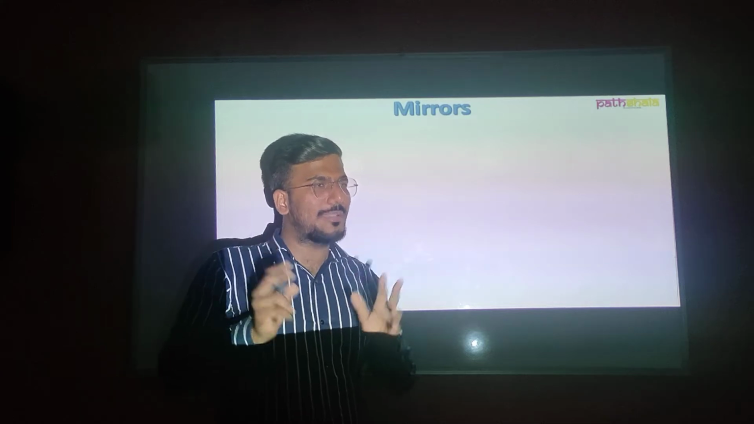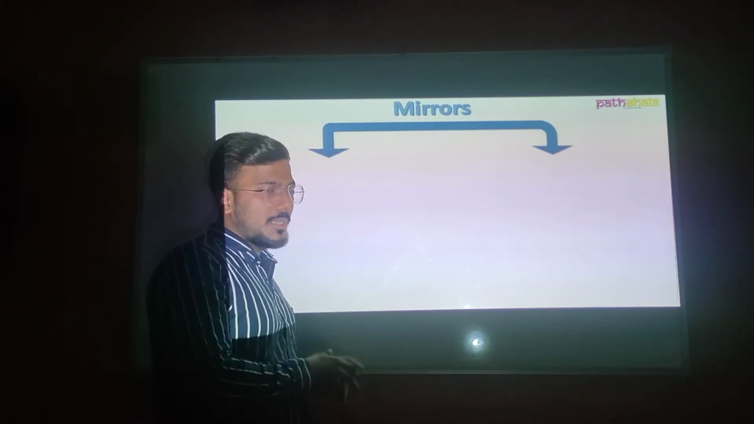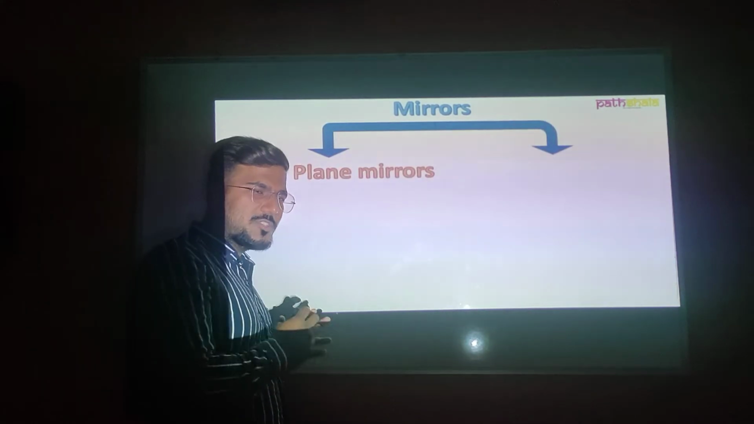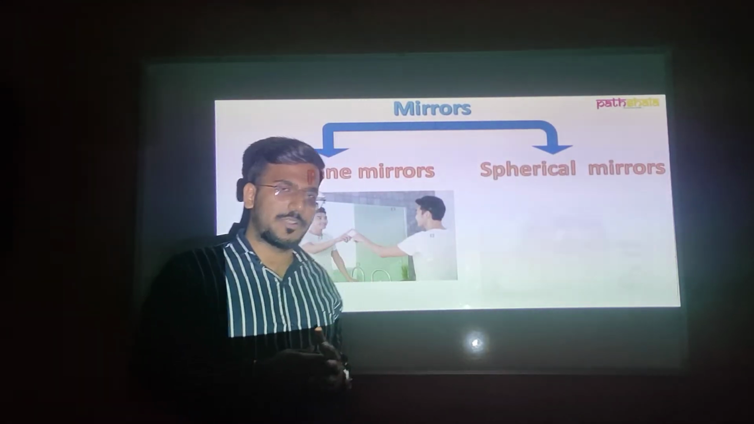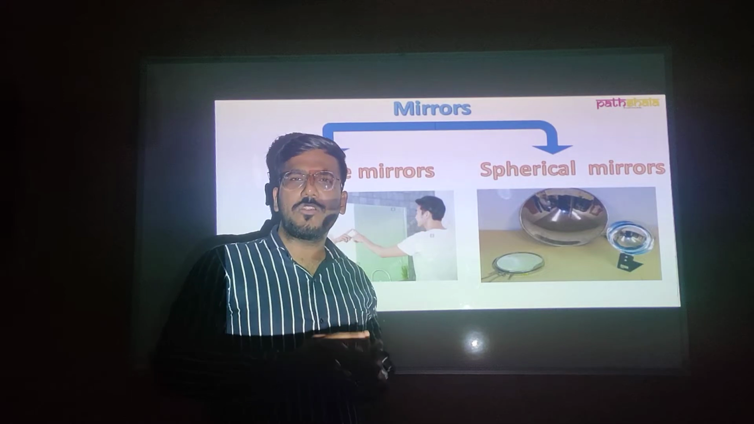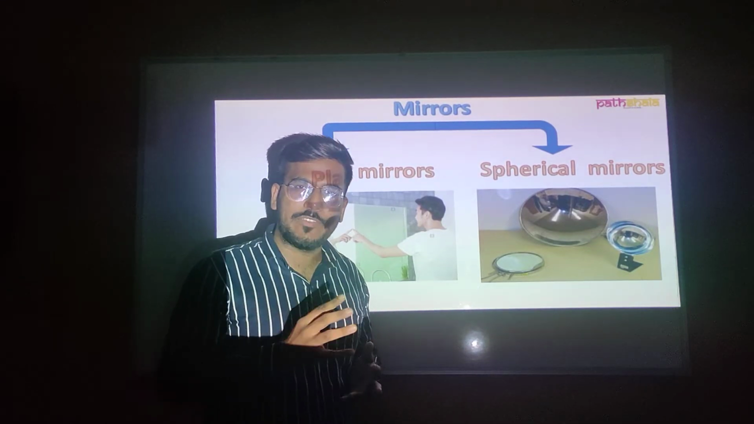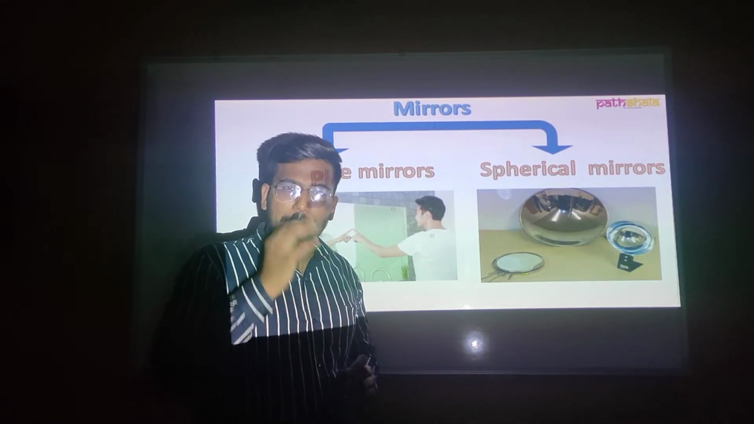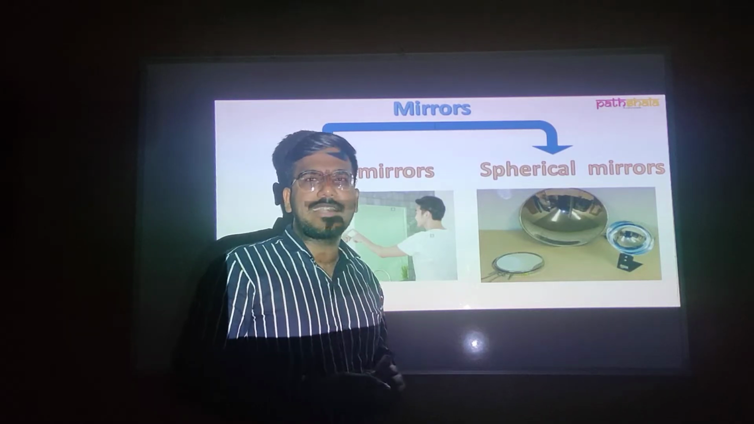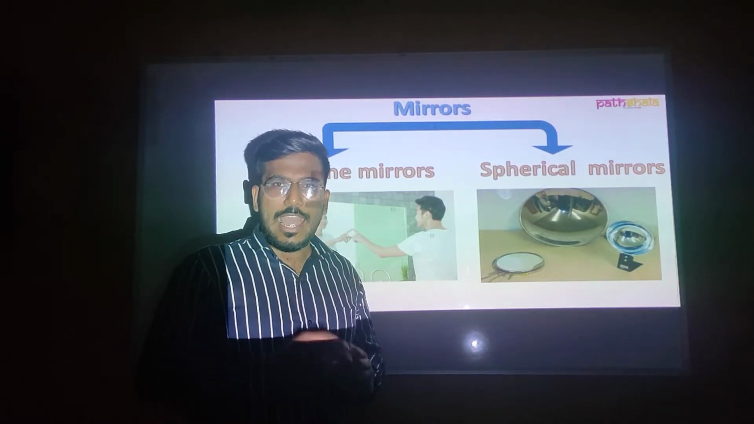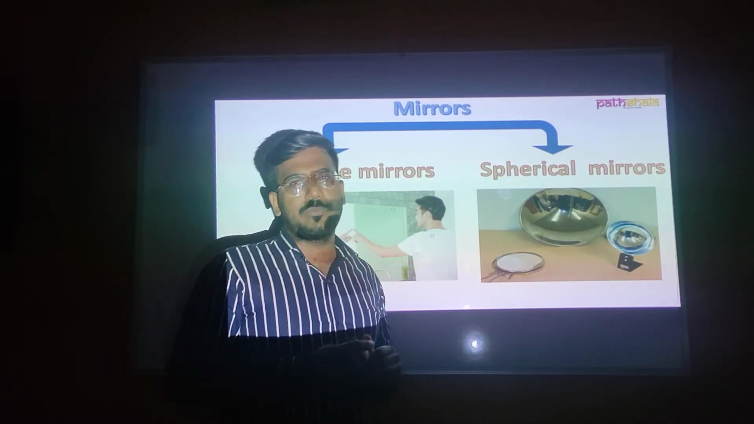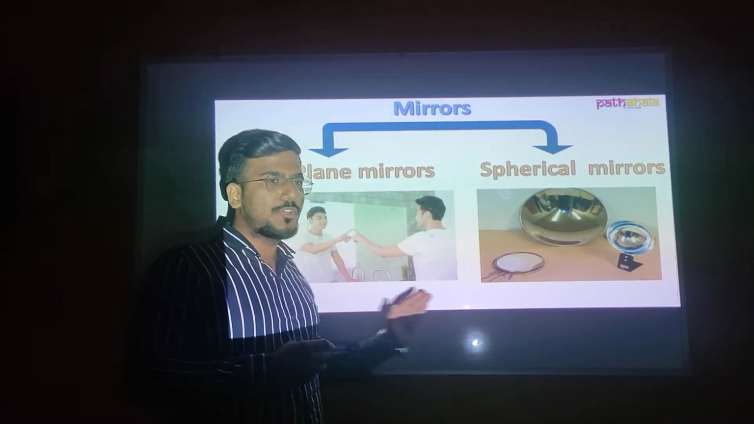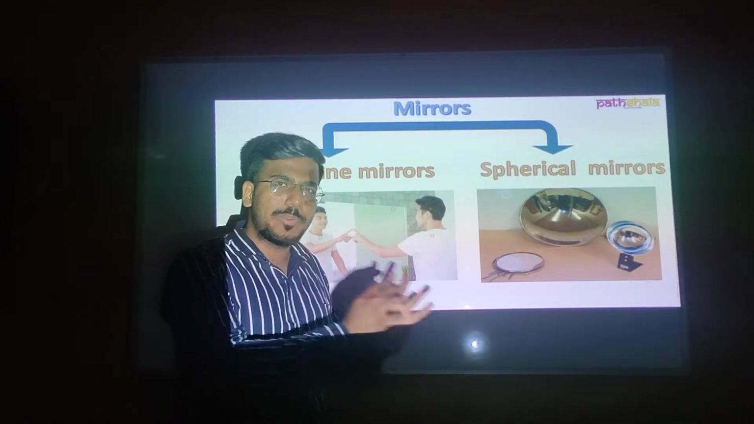Basically children, there are two types of mirror. The first is the plane mirror, the one which we use in our day-to-day life. And the second is the spherical mirror. Now spherical mirrors have various applications, such as a shaving mirror is a spherical mirror. The mirrors used in shops for security as a camera are spherical mirrors, and the mirrors used in cars as a rear view mirror are also spherical mirrors. So these are the two main types of mirror, plane mirror and spherical mirror.